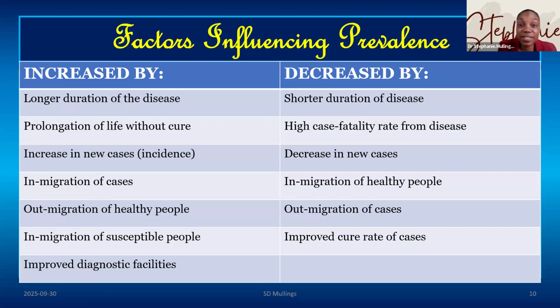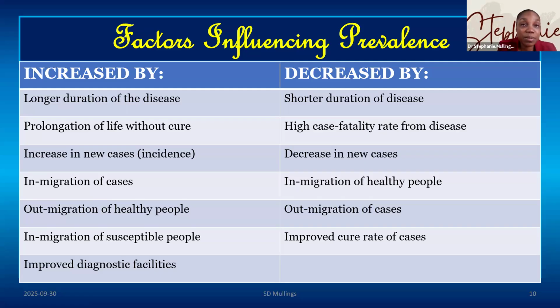If we have a high case fatality rate from the disease, so if persons develop the disease and they die, then of course you'd have fewer of those persons in the population, and hence the prevalence of the disease would decrease. While the death rates from this disease would increase, the prevalence, meaning the number of persons still within that population, would decrease. If we have decreased new cases, that goes without saying, our prevalence would decrease.